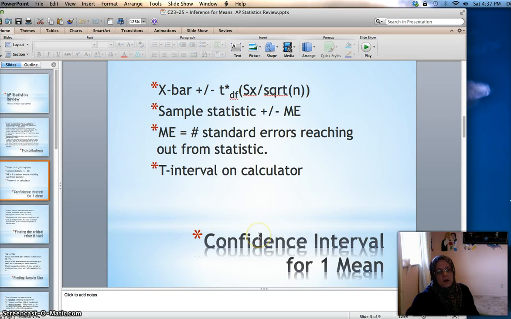Okay, how do you calculate a confidence interval for one mean? Well, you start at the sample mean, x bar, and then you add and subtract a t star times the standard error. So t star will depend on your confidence level and degrees of freedom, which we'll talk about in a minute. And your standard error is the standard error we learned in chapter 18 for the sampling distribution for means, which is sigma over the square root of n, but we're estimating sigma with the standard deviation from our sample, s sub x. Remember that the margin of error is this whole thing that you're adding and subtracting, and it tells you how many standard errors you're reaching out from the statistic. In your calculator, to create a confidence interval for one mean, the test is called t-interval.